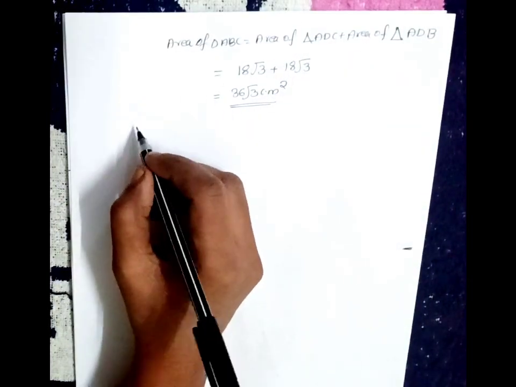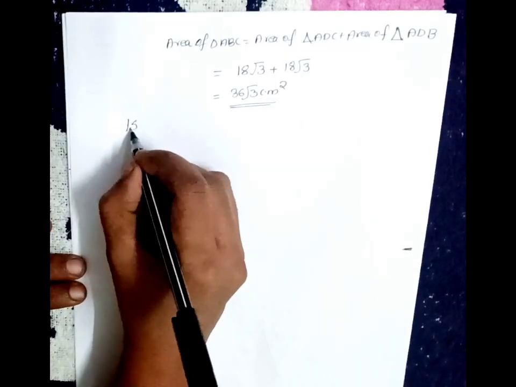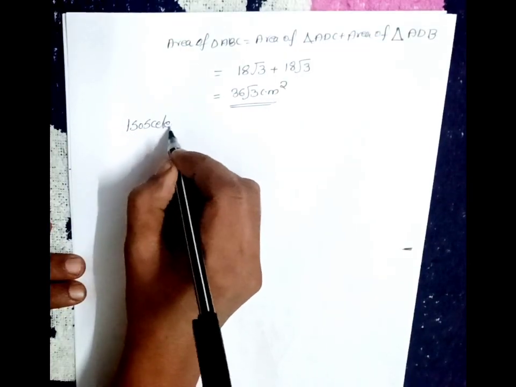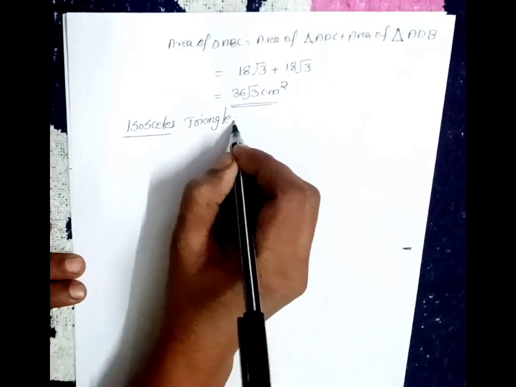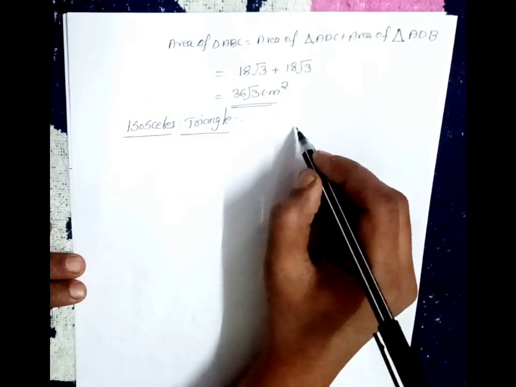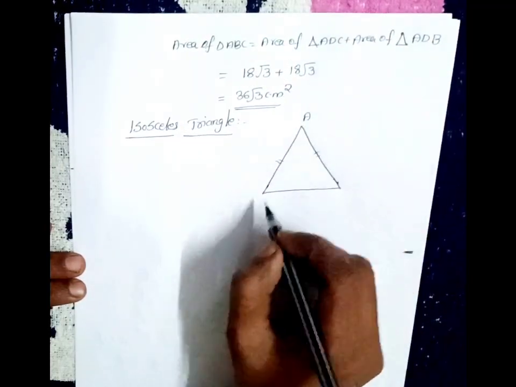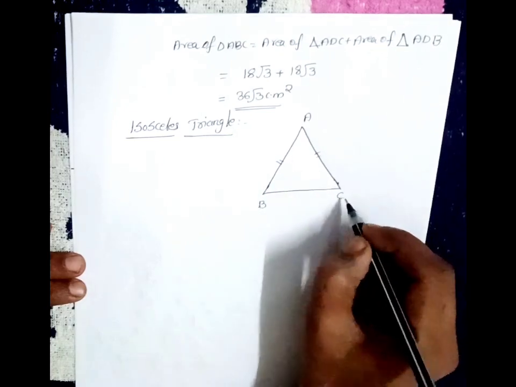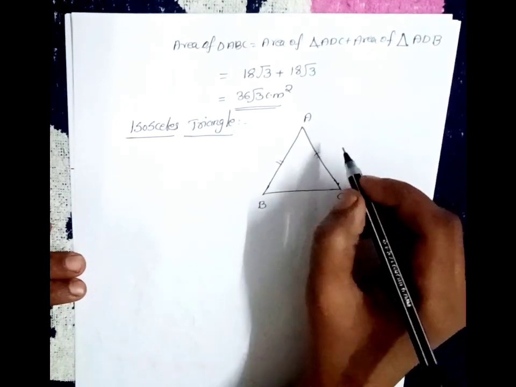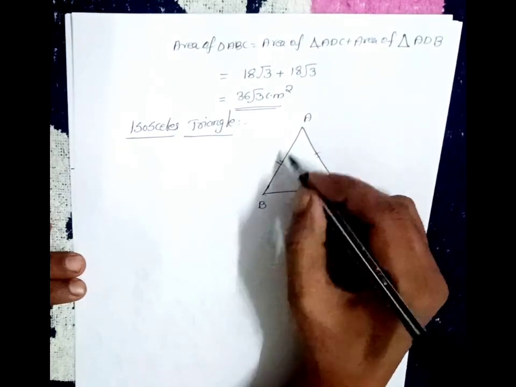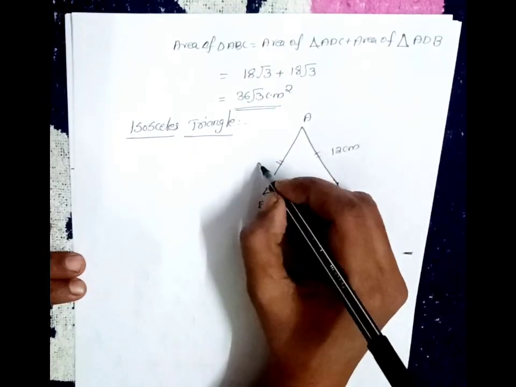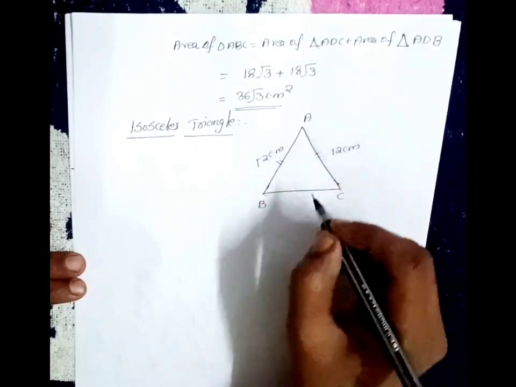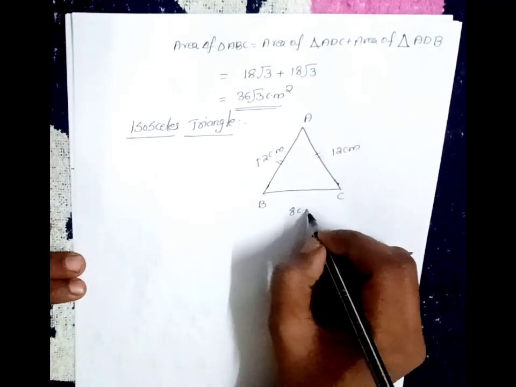Next we can consider an isosceles triangle. In the case of an isosceles triangle, we know that opposite sides are equal. Just consider an isosceles triangle ABC. Here AB and AC are equal. Let us consider AC 12 centimeter, AB 12 centimeter and BC 8 centimeter.